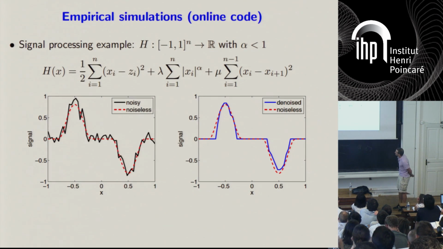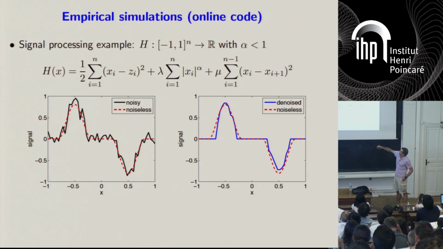This is like a link with sparsity. Let's say you want to solve that problem. Okay, so you want to minimize the function over x in [-1, 1]^n. So you have n values in [-1, 1].